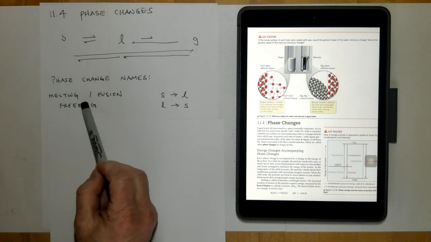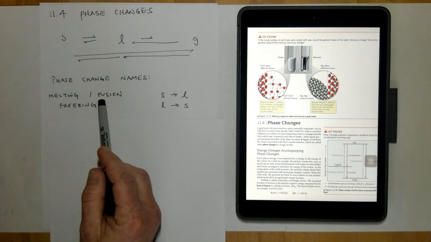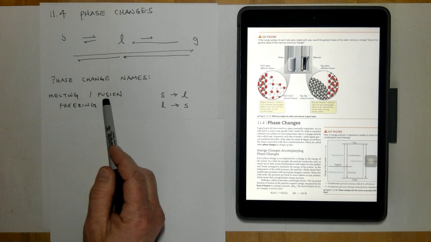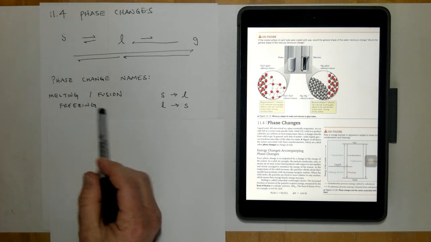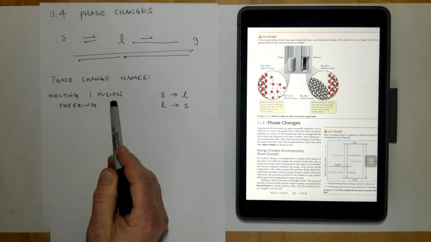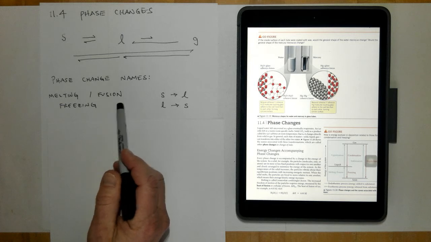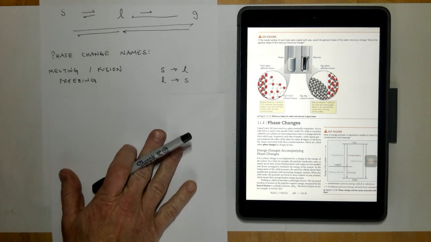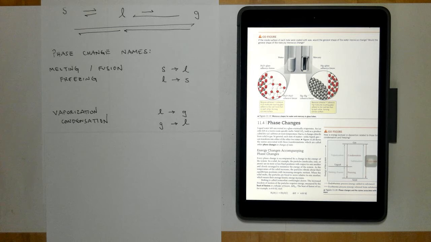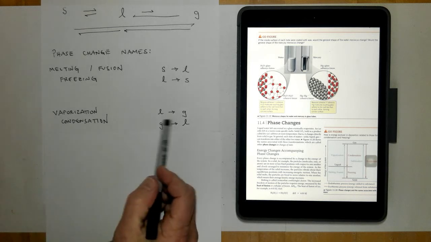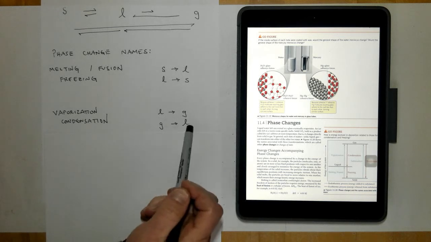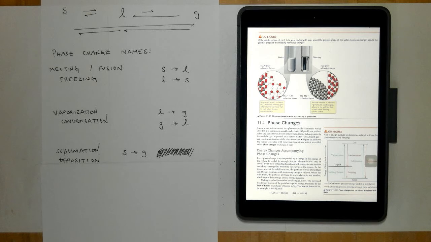So first of all, when you go from solid to liquid, or liquid to solid, the names are melting, or sometimes called fusing or fusion, confusingly. Freezing, liquid to solid, sometimes that's also termed as fusion or fusing together of liquid to solid molecules. Vaporization, going from liquid to gas. Condensation, going from gas to liquid. Sublimation, going from solid directly to a gas. And deposition, going directly from a gas to a solid.